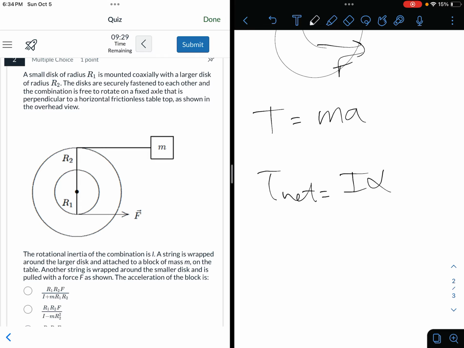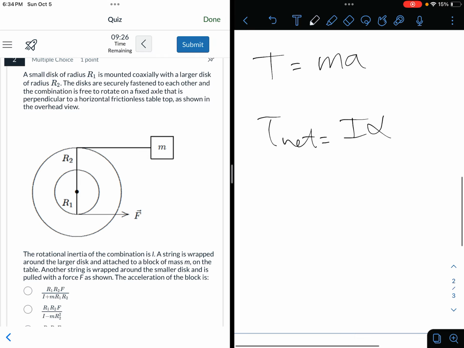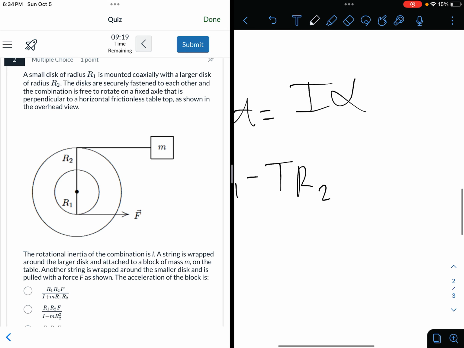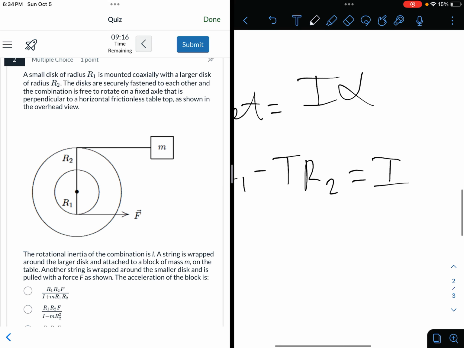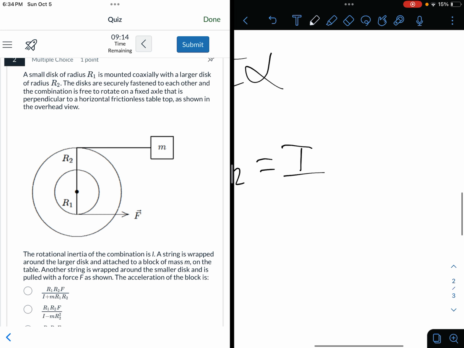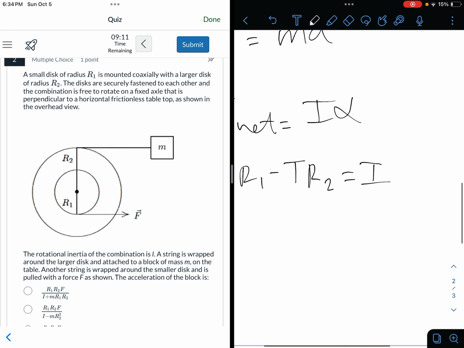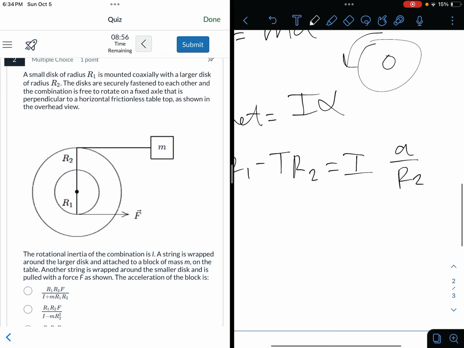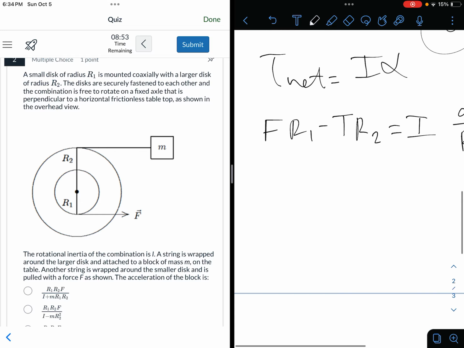So I know that the net torque is going to be force times R1 minus tension times R2, which is going to equal the rotational inertia times alpha. So I guess the whole thing rotates together. That's my guess. Yeah, so it's free to rotate. Okay, so then we can use a over R2 because it's going to rotate the whole thing instead of just the middle disc or whatever.